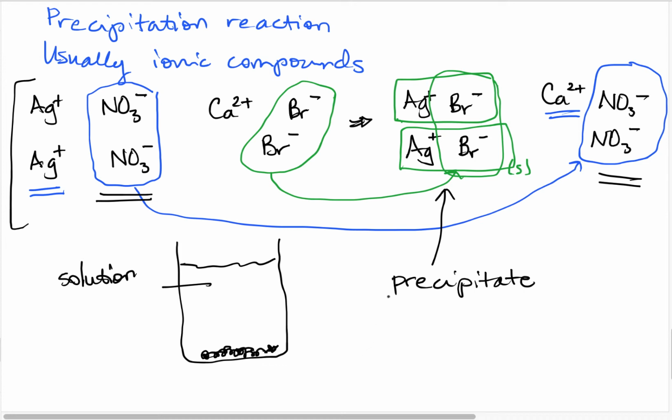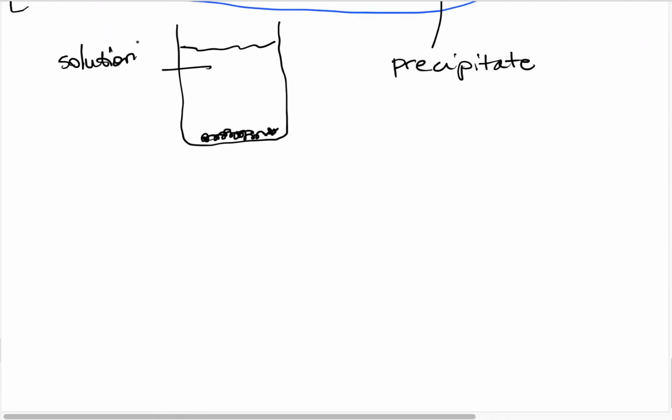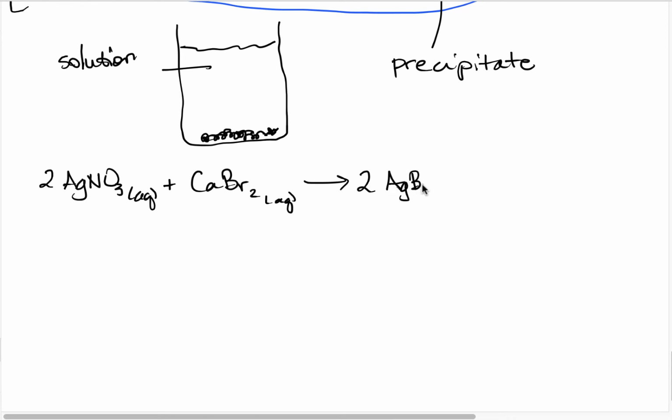But no problem. We're going to come back to this balanced equation. I'm going to rewrite it so it's easier for us to take a look at while we do our calculations. So we said it was 2 silver nitrate that are aqueous and 1 calcium bromide. And we're making 2 silver bromide, no longer dissolved, and calcium nitrate. And that's also soluble.